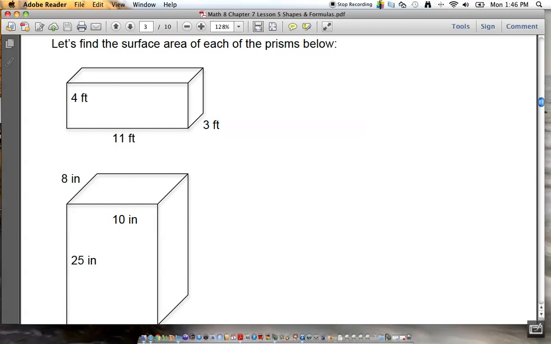So, if I want to find the surface area, I need to find the area at the top and the bottom, this piece on the side and this piece, and then the front and the back. So I can literally write that down. Top, bottom, left, right, front, back. And then I just do all of the areas.